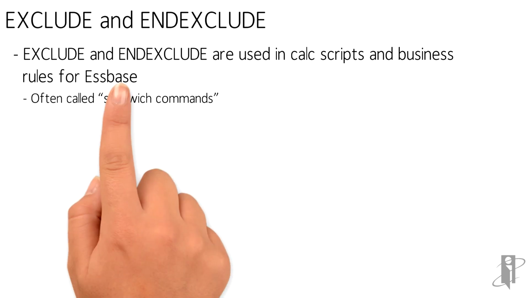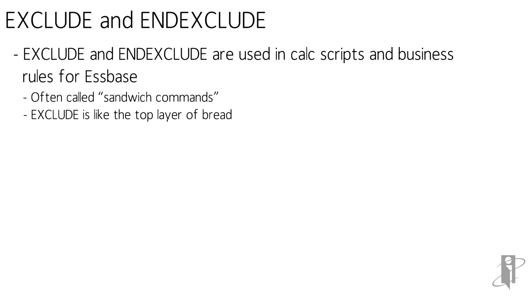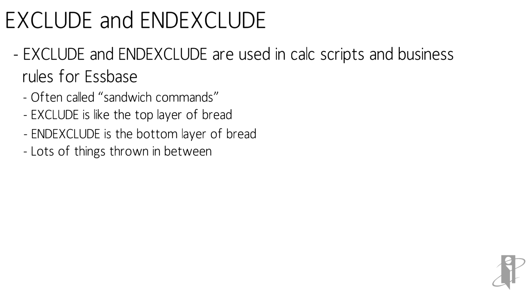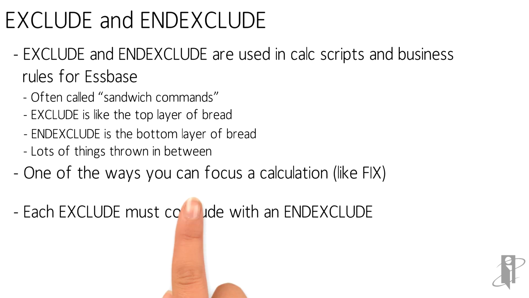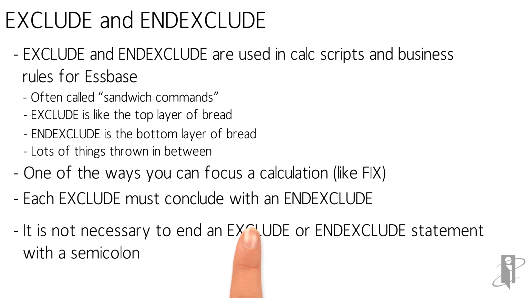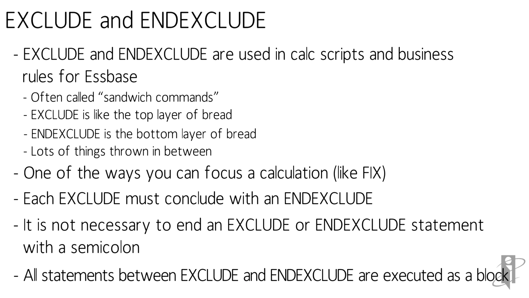Exclude and end exclude are what are called sandwich commands. You have to have a top layer of bread, that's exclude. You have to have a bottom layer of bread, that's end exclude. And you have to have interesting stuff in the middle. You can't have an exclude without an end exclude, and you can't have an end exclude without an exclude. Like the fix command, the closely related sibling of exclude, you don't have to have a semicolon after each exclude or end exclude command. Keep in mind that everything between the exclude and the end exclude is calculated as one block.